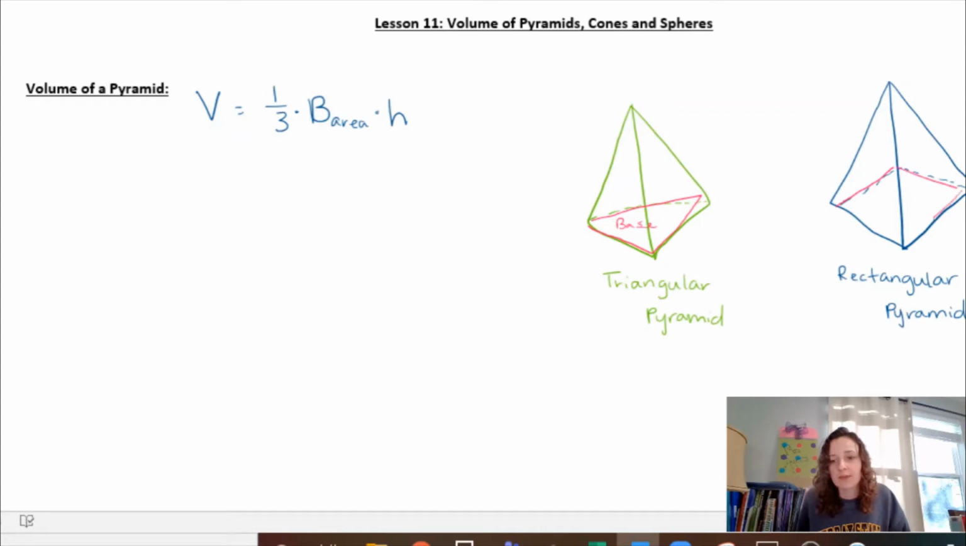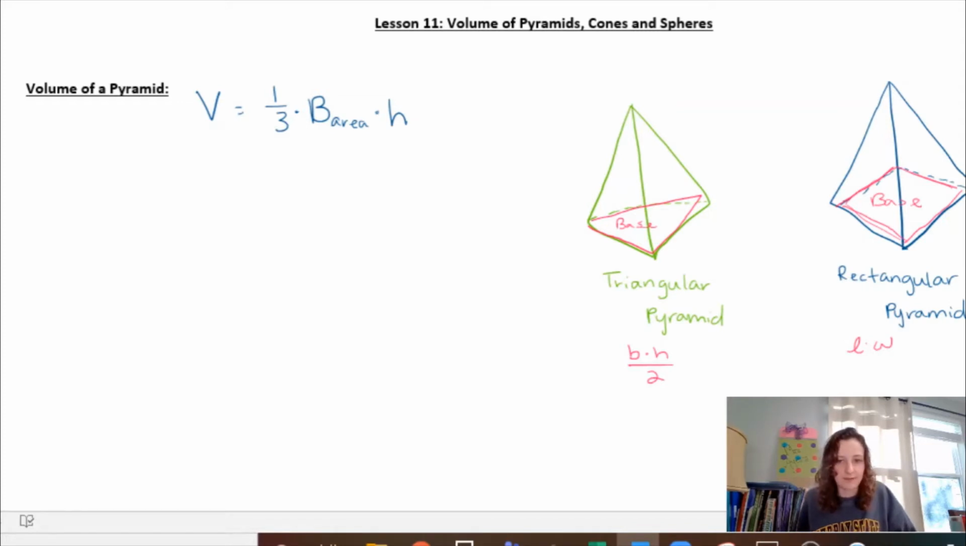Notice that the other one here is a rectangular pyramid, and it has a rectangular base on the bottom. So the formula here is going to be slightly different, right? The formula is length times width for a rectangular pyramid to find the area of the base, and to find the area of the base of a triangular pyramid, that's base times height divided by 2. Okay, so let's do an example of this.